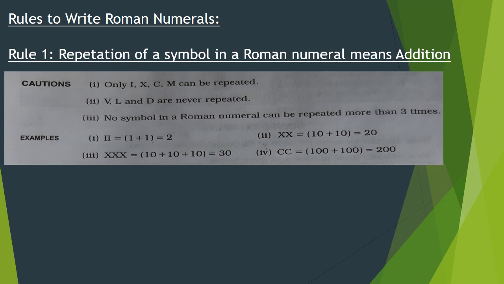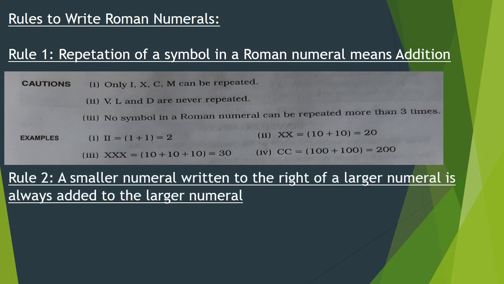Now there are 3 important points that we need to see. Only I, X, C and M from all the symbols, all the 7 symbols, only these 4 can be repeated. V, L and D are never repeated, and no symbol can be repeated more than 3 times. Maximum you can write it 3 times, not more than that.